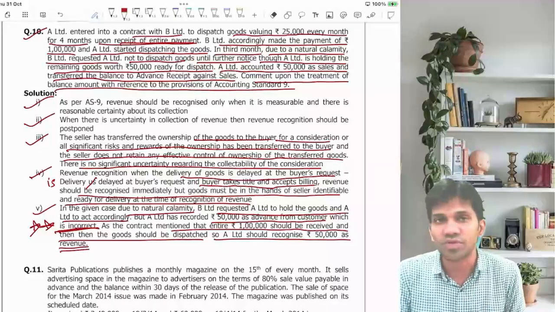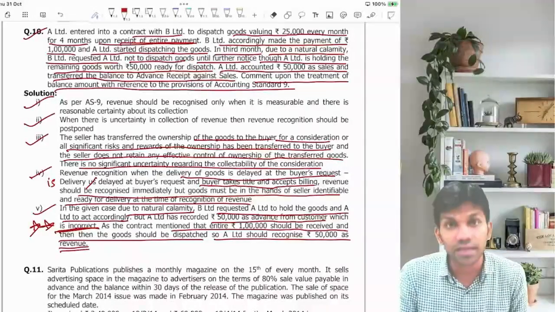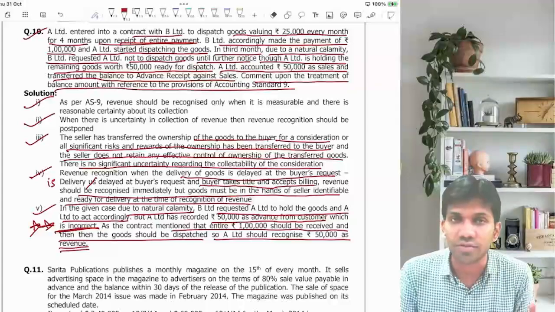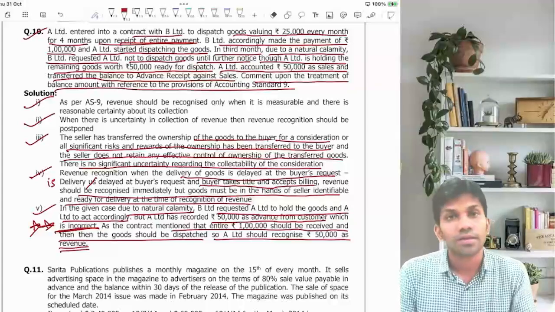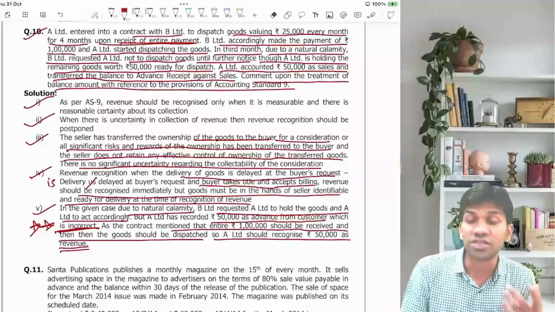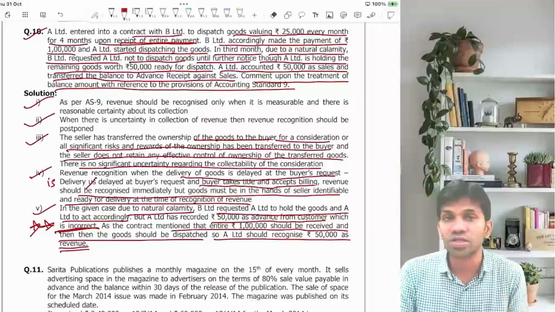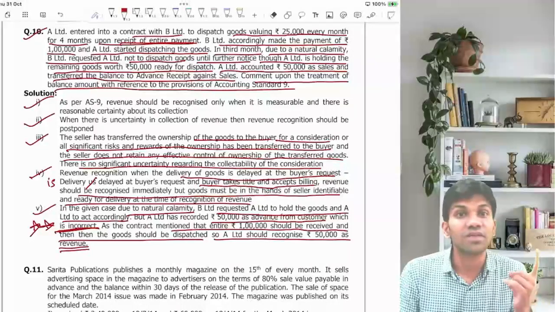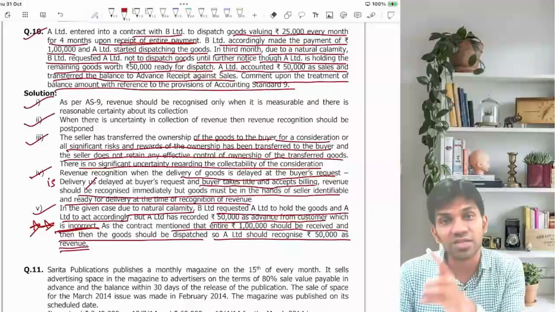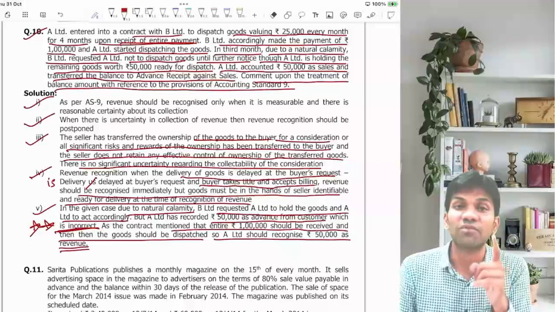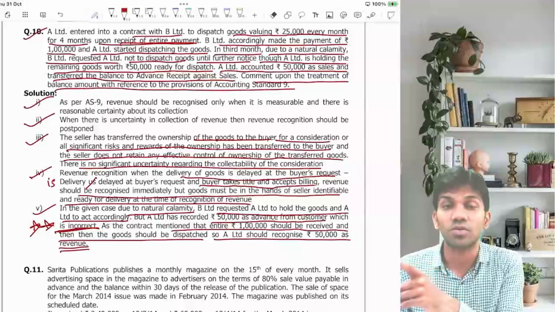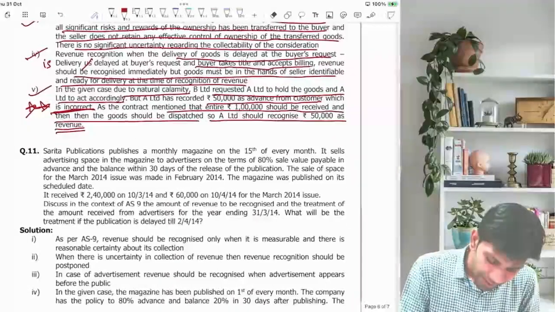So what is the standard provision which we are writing? The first 2 points we are always writing. Whenever a goods transaction comes, meaning one party selling goods to another, then the Sale of Goods Act provision should come into picture. What is the Sale of Goods Act? The seller has transferred the ownership of the goods to the buyer, or all significant risk and rewards of ownership has been transferred to the buyer, and the seller does not retain any effective title of the transferred goods. Fine. Let's go to question number 11.